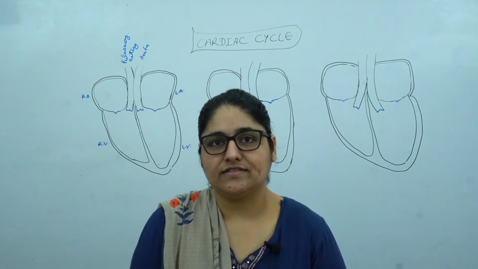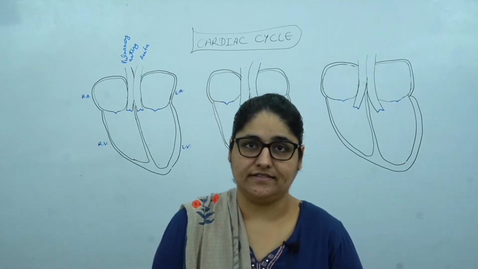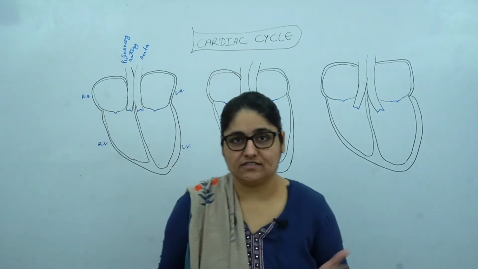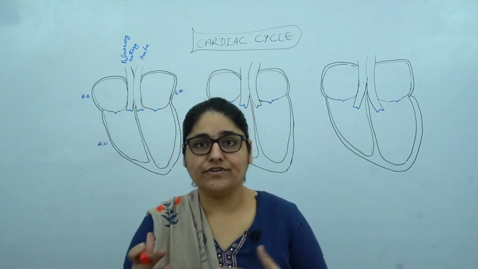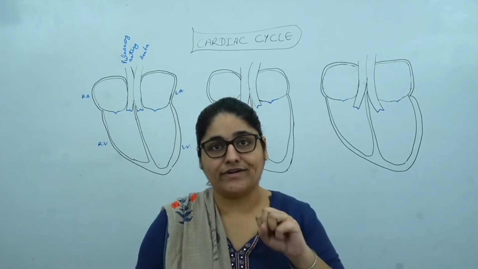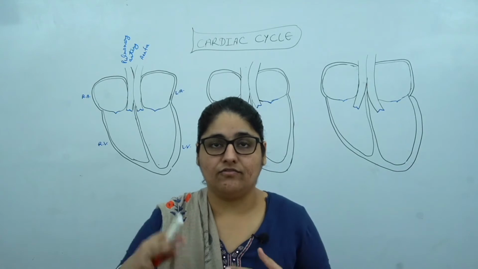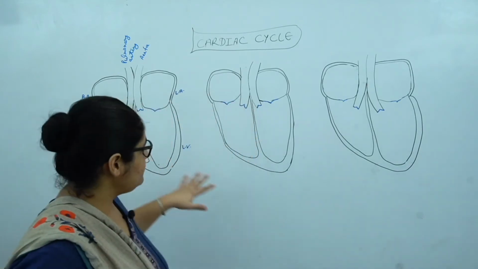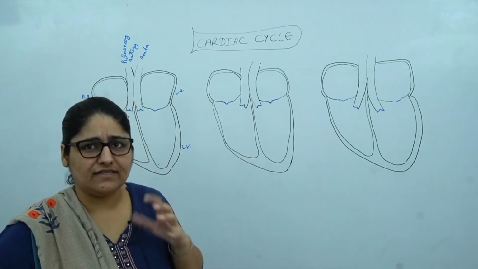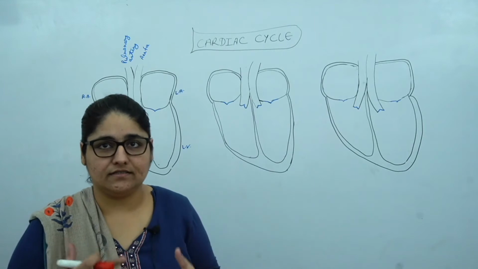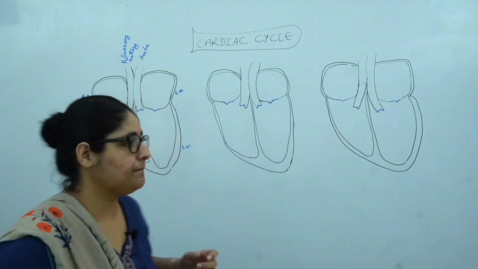Today we are going to discuss the events of the cardiac cycle. As you know, the cardiac cycle is equal to 1 diastole plus 1 systole. So we are going to discuss the different events of contraction and relaxation of atria and ventricles. In the first event, I have drawn outline diagrams of the heart to understand the events better.